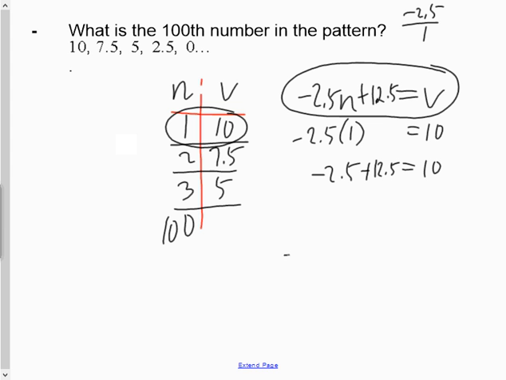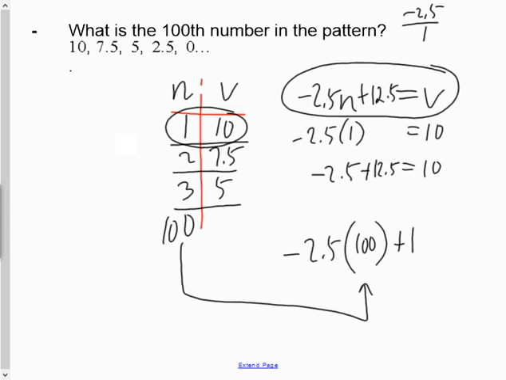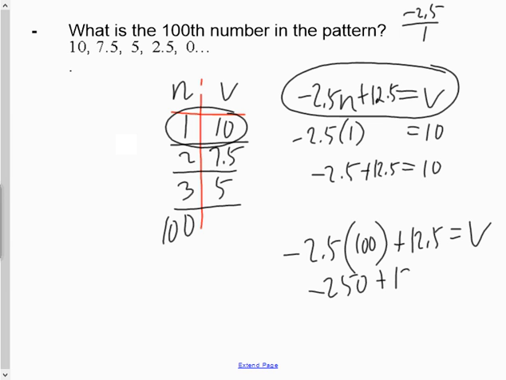So with that known, you take your equation, substitute n for the 100th number to find its value, simplify, and you get negative 237.5 equals v. 237.5 is the value of the 100th number.